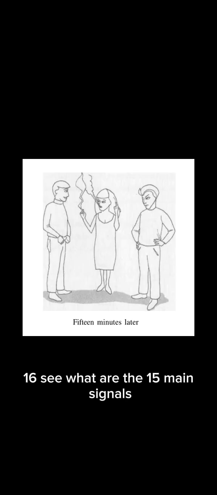The man on the right seems intimidated by the other man, as seen by his now more erect stance, his crossed arms, and the fact that he is giving the other man a sideways glance combined with eyebrows down, and his smile has gone, which means his disapproval. 16c. What are the 15 main signals?